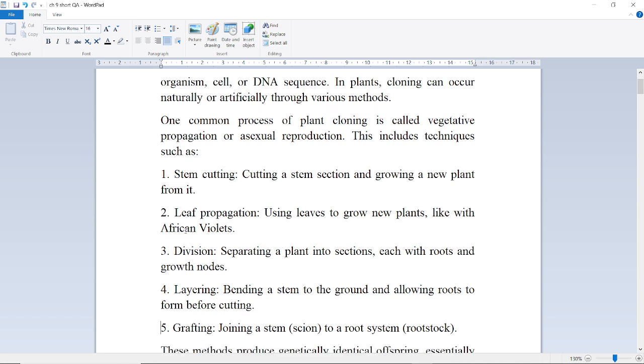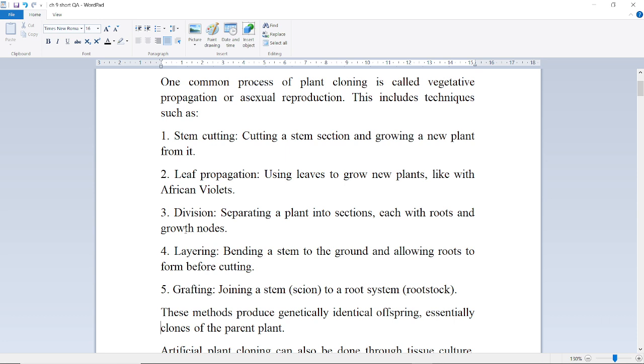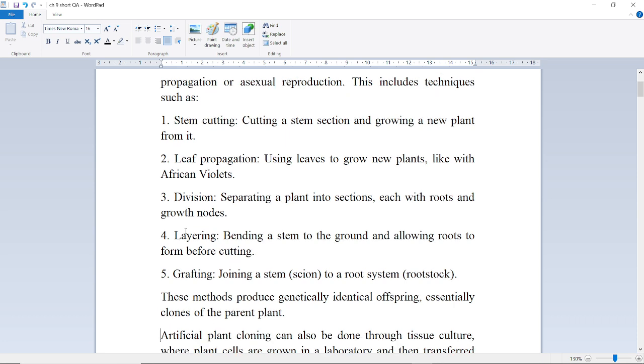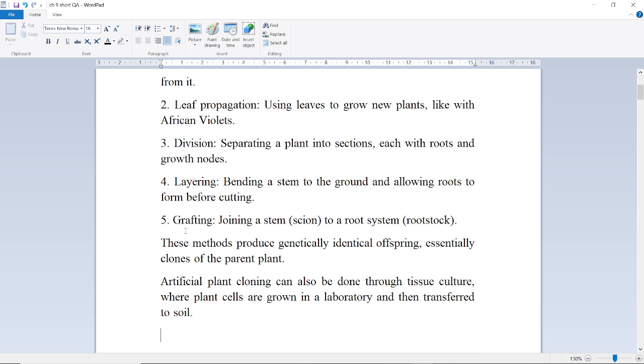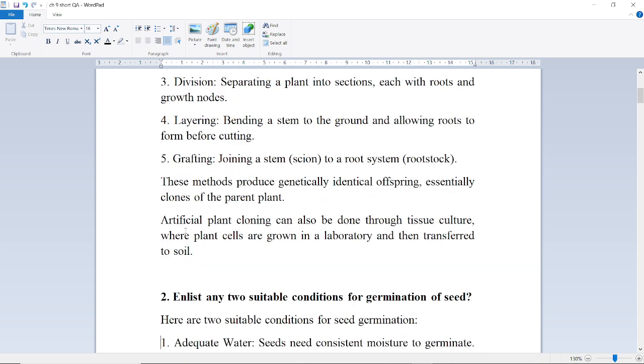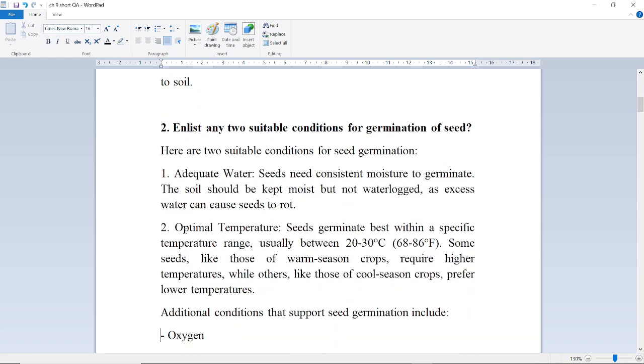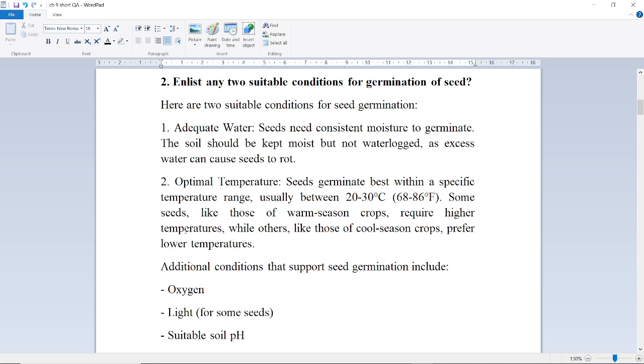form before cutting. Next is grafting, joining a stem scion to a root system rootstock. These methods produce genetically identical offspring, essentially clones of the parent plant. Artificial plant cloning can also be done through tissue culture, where plant cells are grown in a laboratory and then transferred to soil.